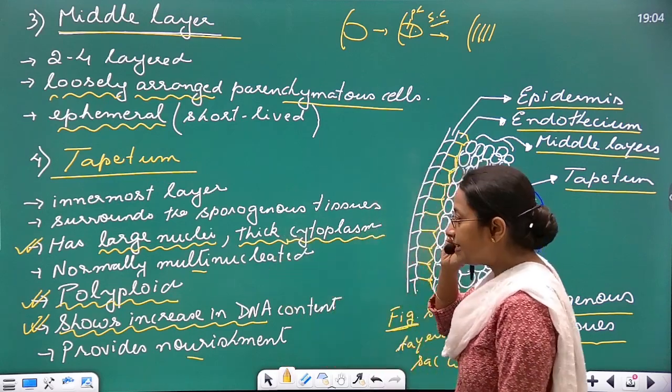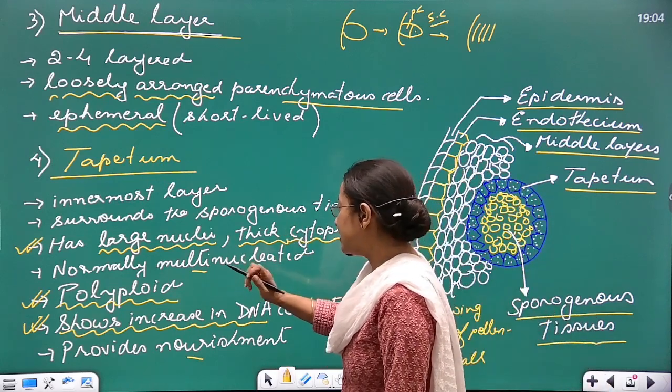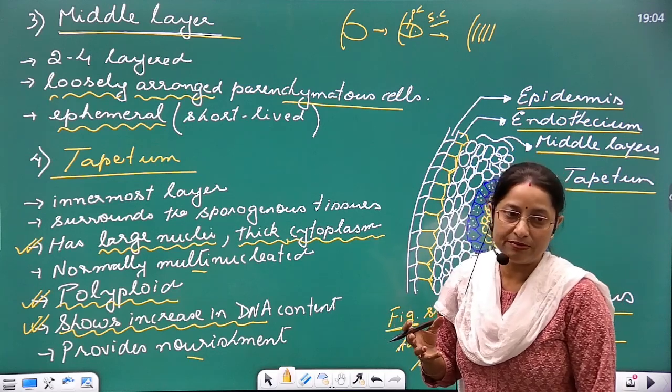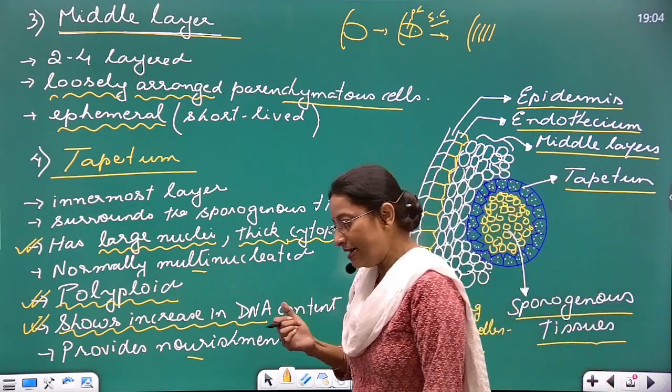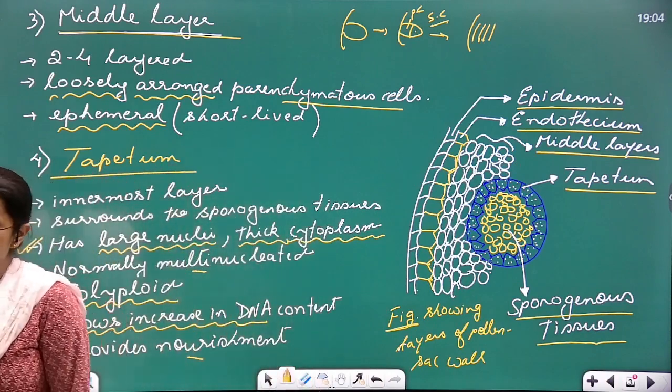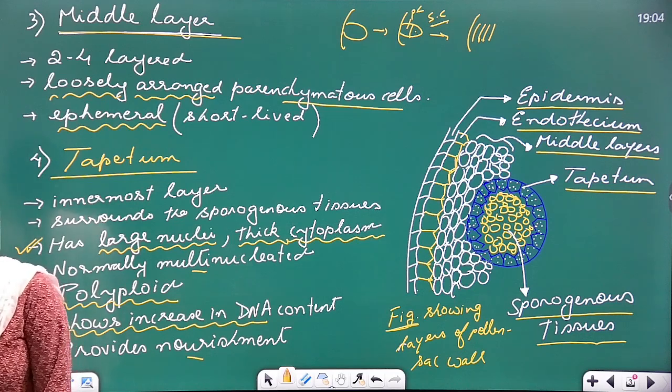Next, they will be multinucleated. Cell theory is something maybe you all remember. Cell theory says that each and every cell will have a single nucleus, but we had certain exceptions. If you remember, some cells do not have a nucleus.